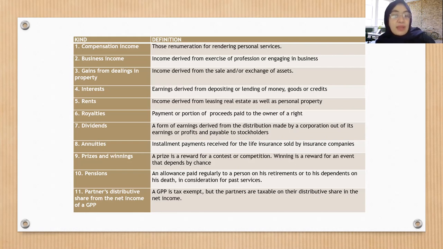Partner's distributive share from the net income of a GPP. What is a GPP? So when we tackle corporations, I will include trusts and partnerships as part of the discussion. But for now, a GPP or general professional partnership is a partnership for the exercise of a profession. And the entity by itself, the partnership by itself, is tax exempt. However, your share in the net income of that GPP will be taxable as part of your gross income. So, for example, I have a law firm, okay? Our law firm is tax exempt, okay?